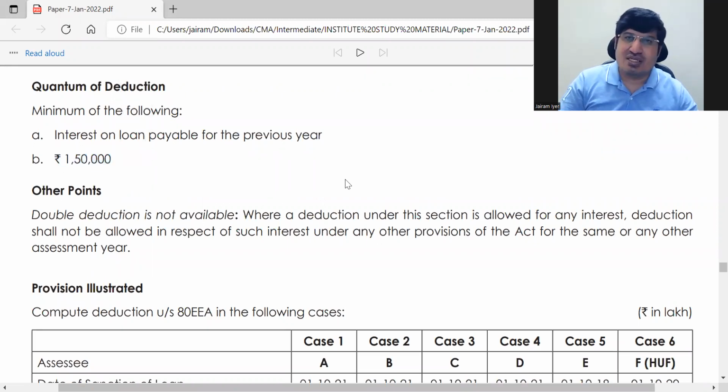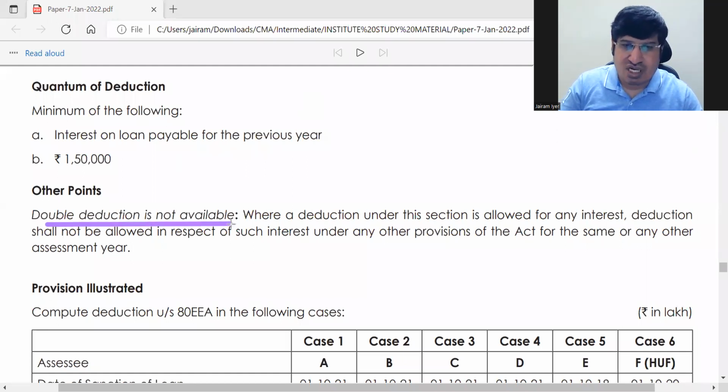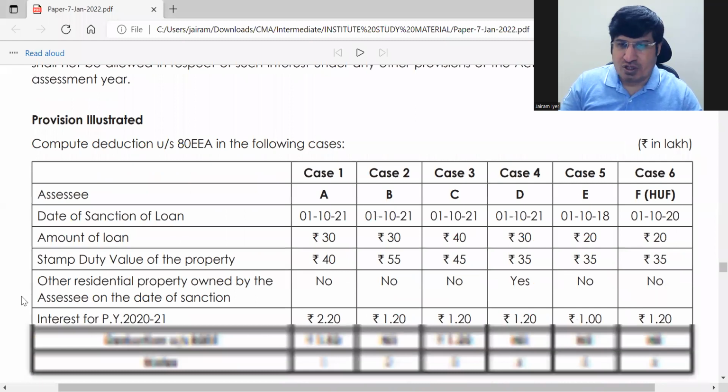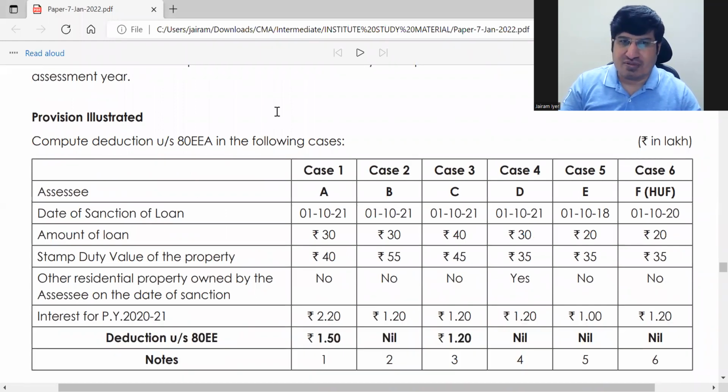Interest deduction is up to 1,50,000. No double deduction. We all know there is no double deduction, no need to discuss double deduction. We'll see one example, it will be very clear. 80EEA. So this is the example.